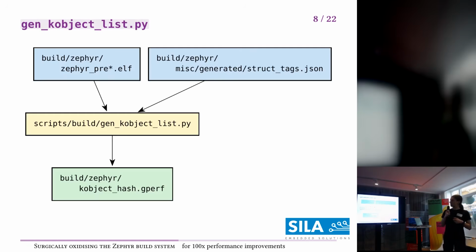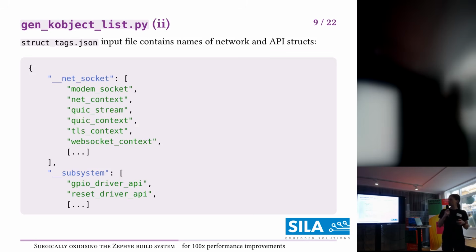So what this looks like is there's this gen_kobject_list.py script. It takes your ELF file, your binary, as input, and a struct_tags JSON file, which is another build product from earlier in the build process, and it generates this kobject_hash.gperf file, which is the list of all the kernel objects. These struct_tags, which are the second input to the script, are just a list of all the types in the Zephyr codebase that are considered kernel objects.